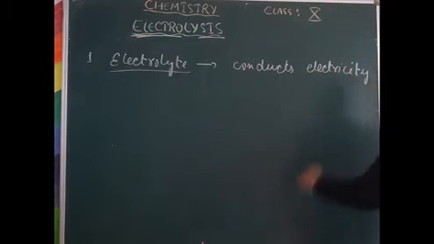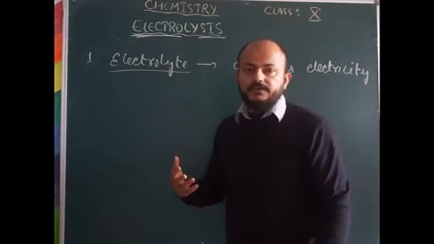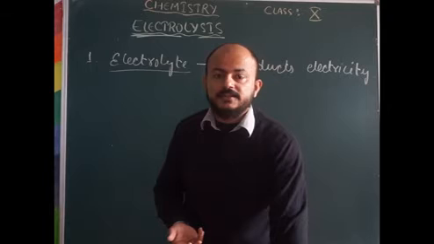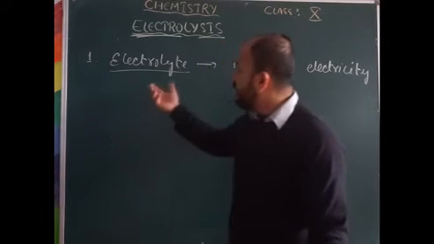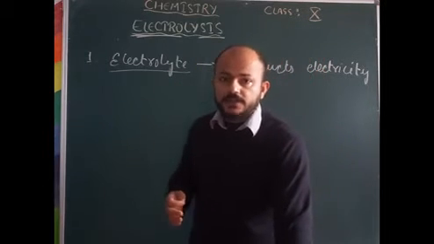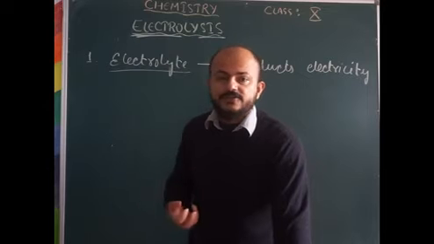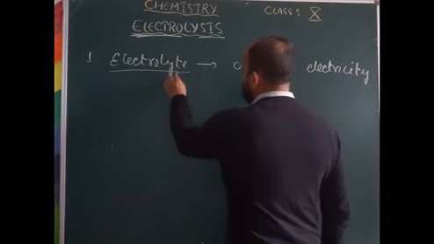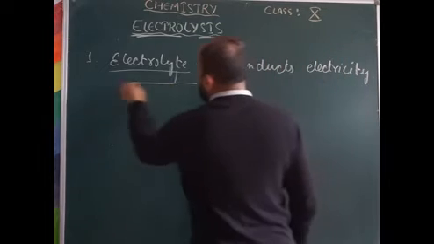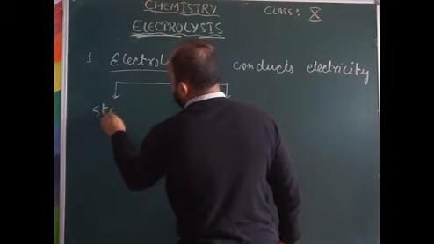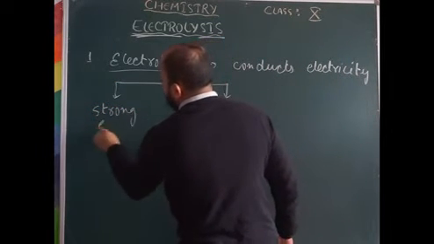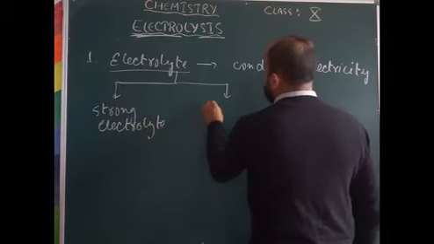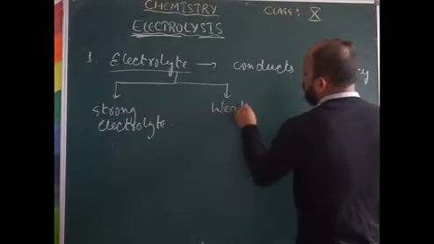Now all those compounds like the acids, the strong acids, the caustic sodas, they are what? Electrolytes. Now again, electrolytes, based on their capacity to conduct electricity, can be divided into two different types. The first one is the strong electrolyte and the other one is the weak electrolyte.